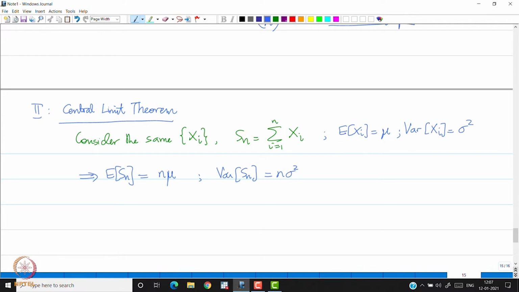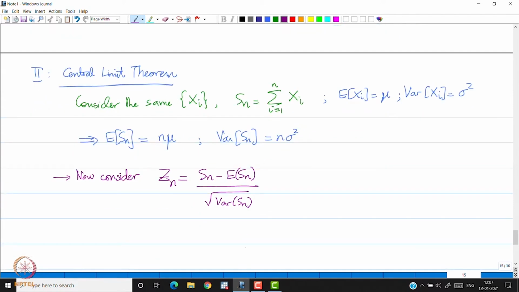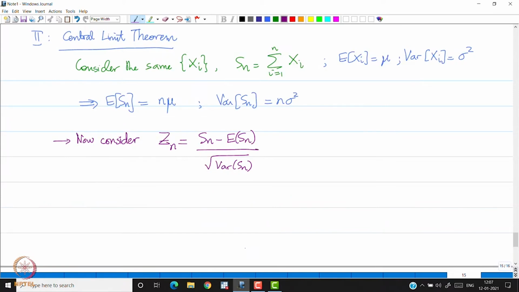Now let me be very clear. We consider a somewhat different thing. We don't divide by n. Now we consider this quantity Zn equal to Sn minus, you subtract the mean of Sn, and divide by the square root of the variance. This is an extremely important quantity, Zn, which is basically Sn minus the expected value of Sn, divided by the square root of the variance. So essentially this is equal to Sn minus n mu, divided by the square root of n sigma squared. Okay, so this is the quantity Zn.